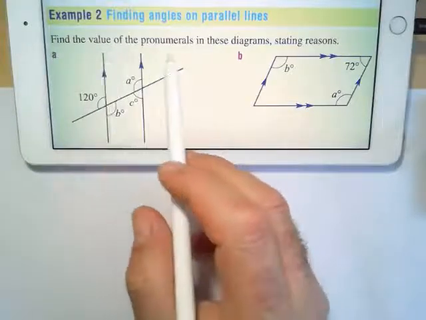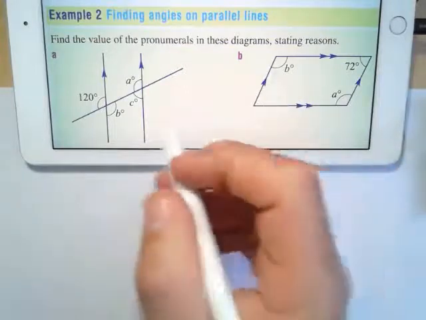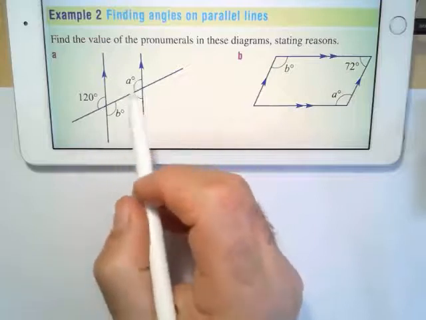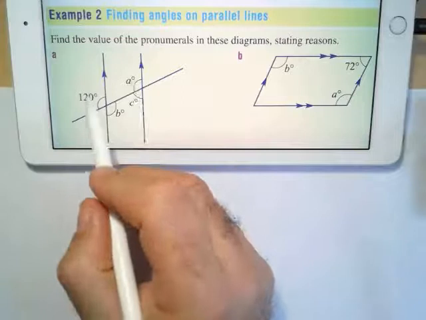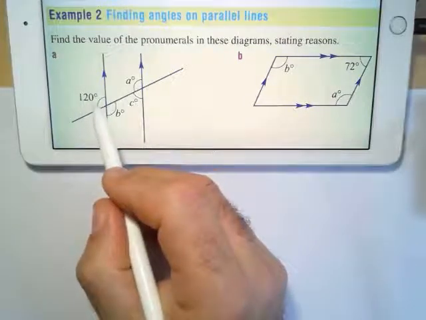Find the value of the pronumerals in these diagrams, stating the reasons. So I'm going to start off, as I said, first of all with A. If I have a look at A, the only value that they give us at this stage is 120. So A has to relate to 120 in some way.